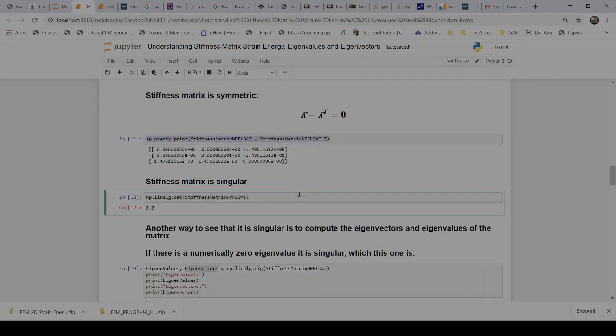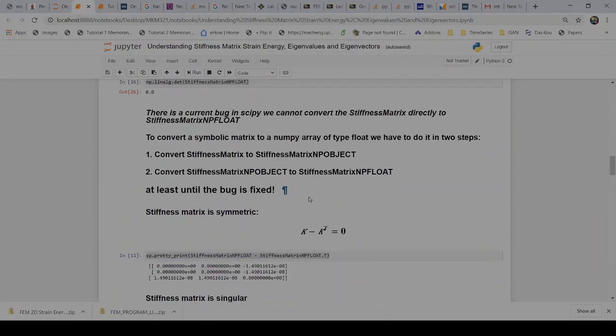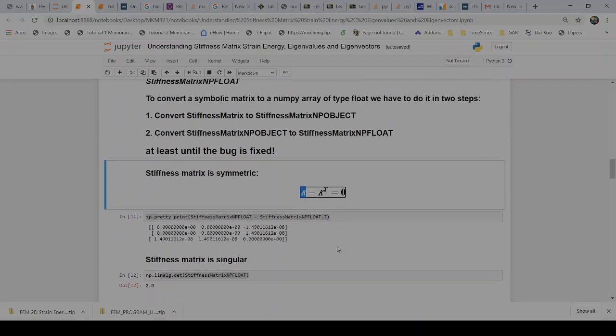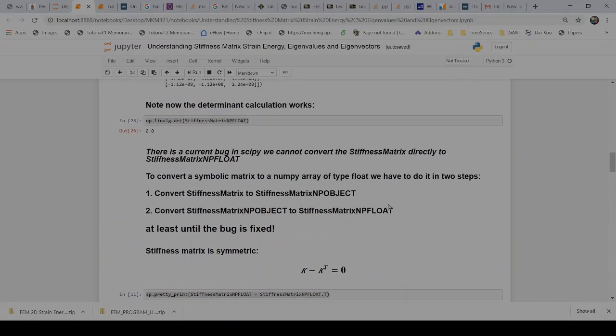The stiffness matrix is singular. Oof, what does this mean? Well, what it means is there is some linear dependency in that matrix. Another way of thinking of it is that there are some eigenvectors with eigenvalues that are zero. It means I can't just solve Kq equals f.